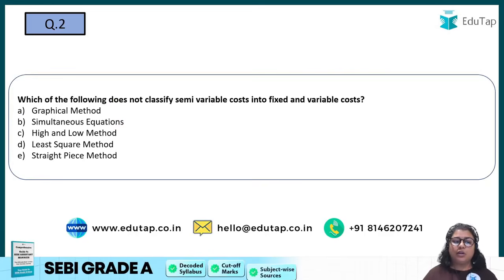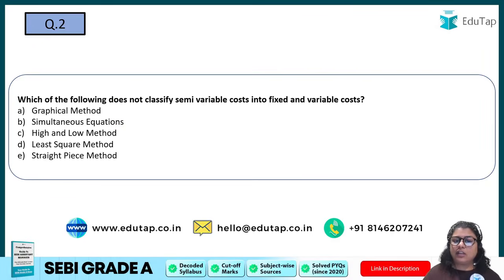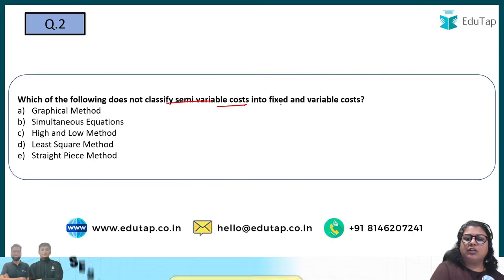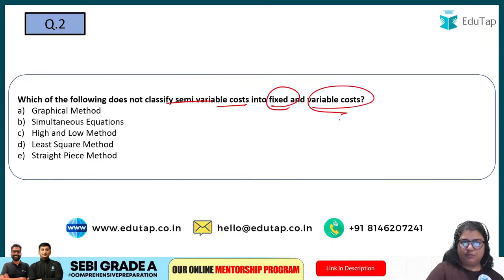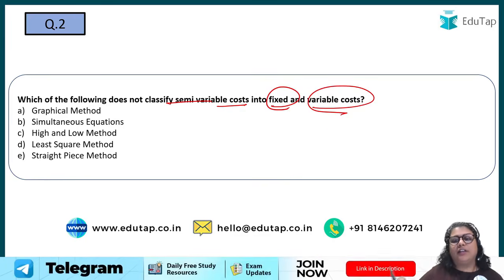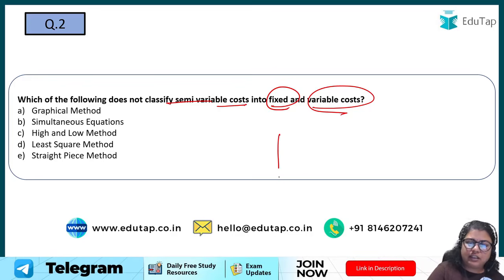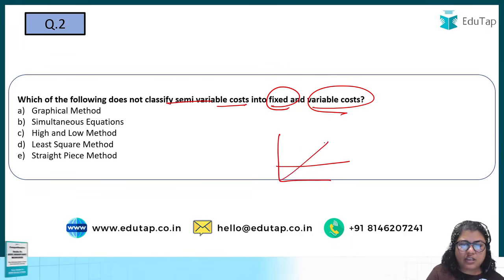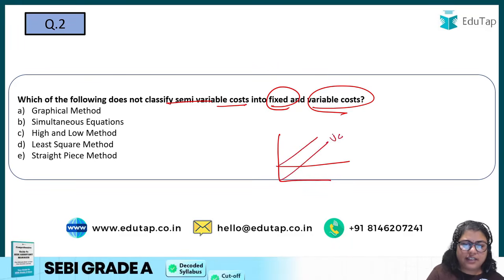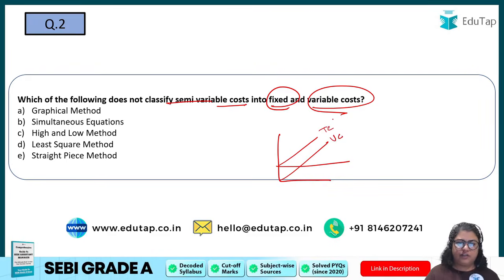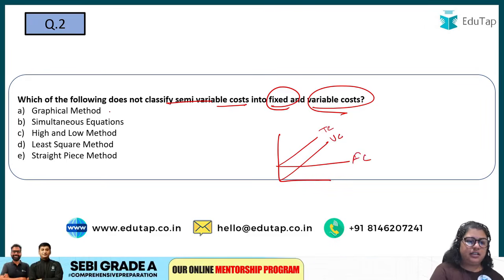Then question number 2, which of the following does not classify semi-variable cost into fixed and the variable cost? So basically we need to see that, okay, which of the methods does not split the fixed cost and the variable cost. So the graphical method is what? When we show it through the graph, so in the graph basically we show that, okay, this is the fixed cost, this is the variable cost, and this is the total cost, right? So basically yes, in this case we show and split the fixed cost and the variable cost, right? So graphical method is the incorrect one.